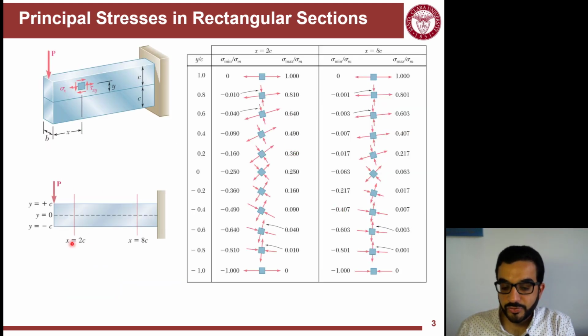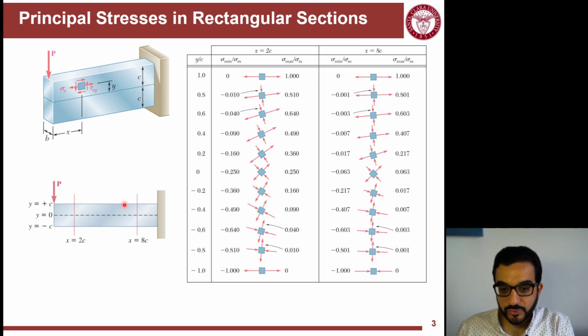So we will analyze here two sections, x equal to 2c from here, where c is half of the height, and then x equal to 8c. So we're analyzing two sections here, and we have the load P. If you check the textbook of the course, they figure out the normal and shear stress as a function of P. And they analyze at different heights of the section, y over c.